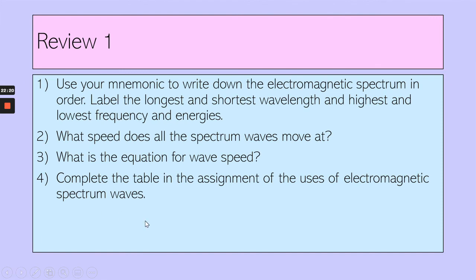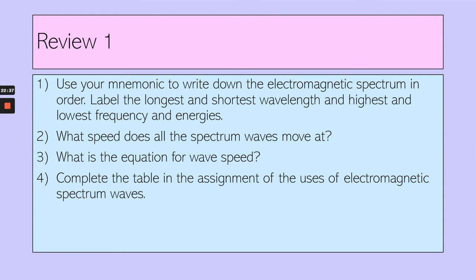Okay, now that you've done that, I want you to complete the review. So you need to use this mnemonic that you just made to write down the electromagnetic spectrum in order. You need to label the longest and shortest wavelength and the highest and lowest frequencies and energies.